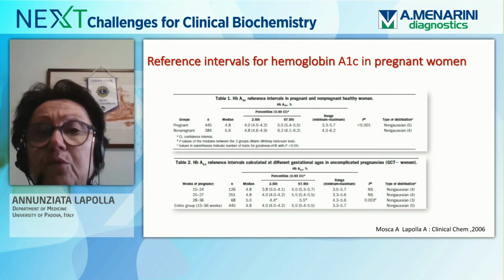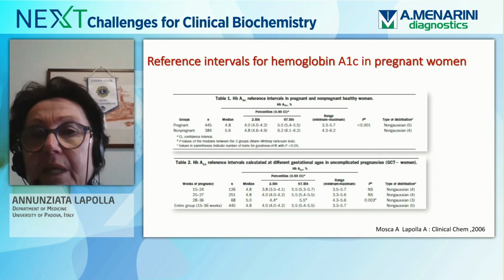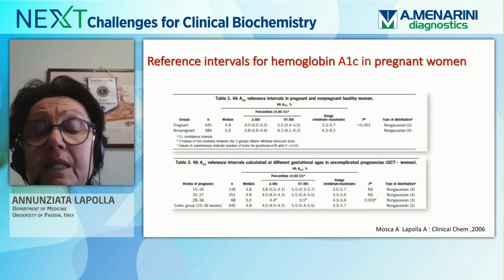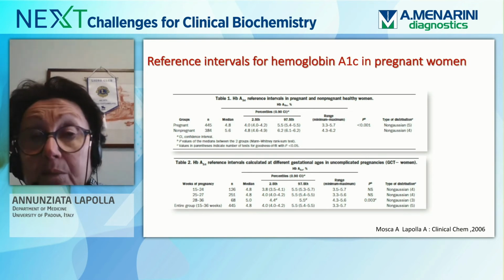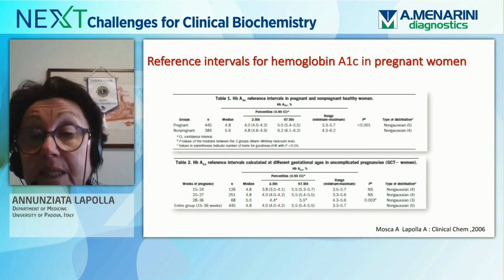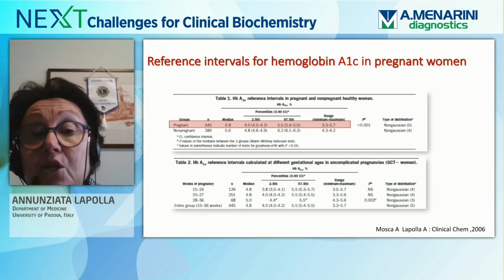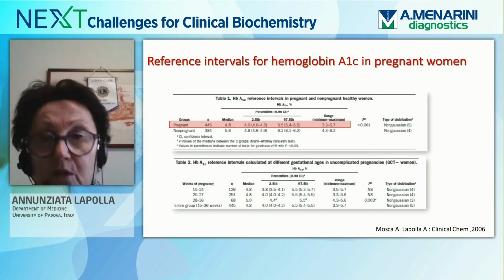Another point that we have to take into consideration is the utilization of hemoglobin A1c in pregnant women. In this paper, we evaluated the value of HbA1c in normal, non-diabetic pregnant women, and we also evaluated it in non-pregnant women. And what you can see is that there are differences. Pregnant women show lower levels of HbA1c, and these levels become higher in the 3rd trimester of pregnancy.